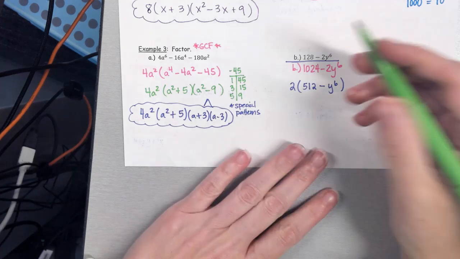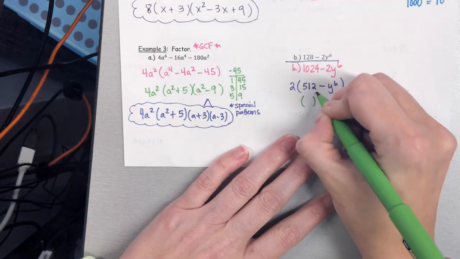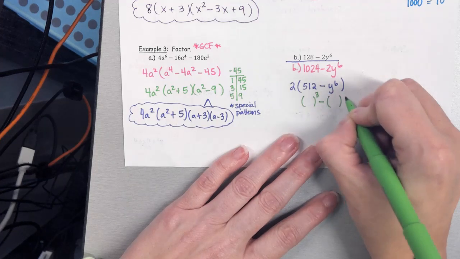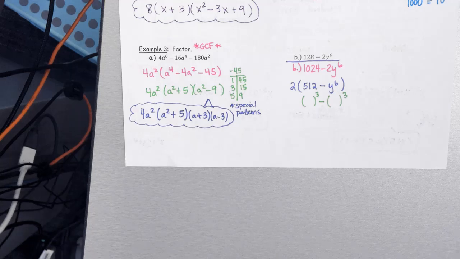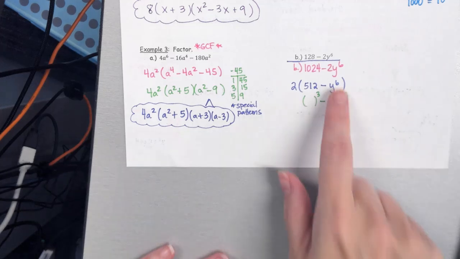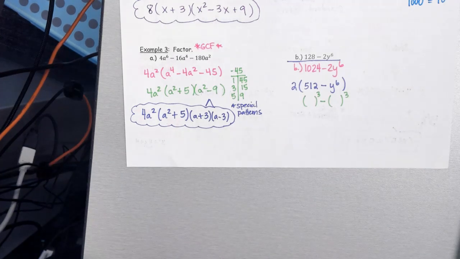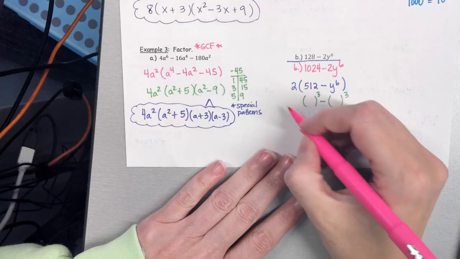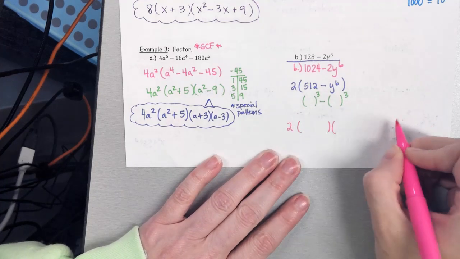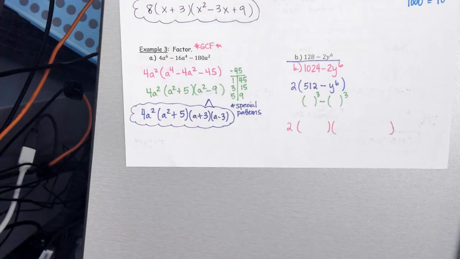That's okay. Remember, you are always thinking to yourself, what to the power of 3 is this value? What to the power of 3 is this value? Okay, so I want you to plug in what you think those are. Okay, so what to the power of 3 is 512. What to the power of 3 is going to be y to the 6th. And then our 2 is going to live in front here. I'm just prepping this for our final answer.